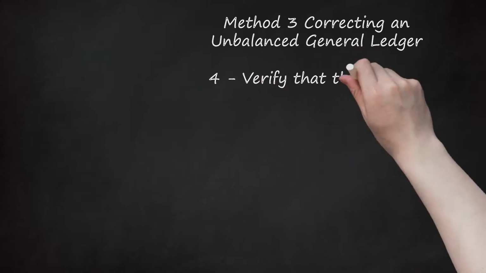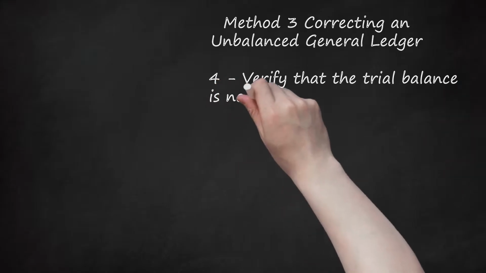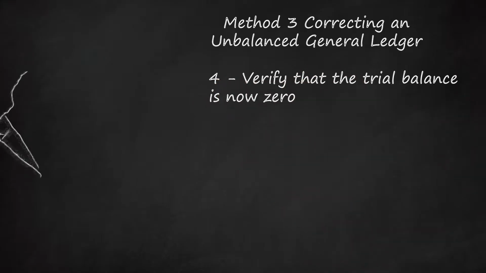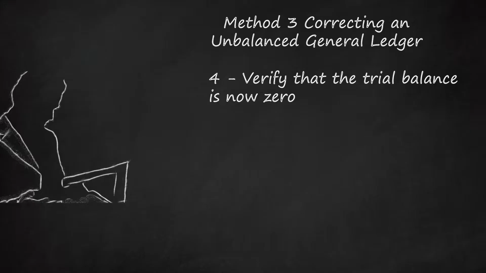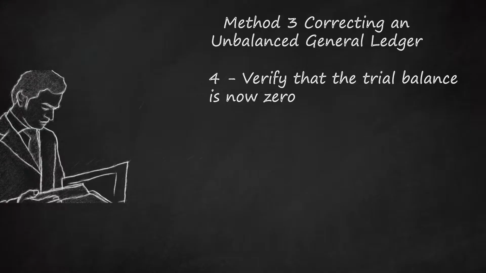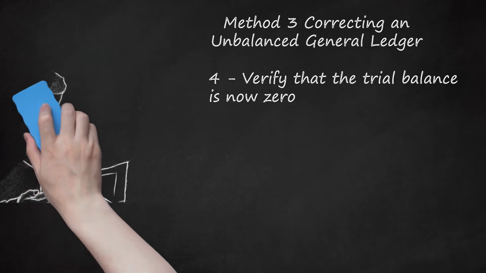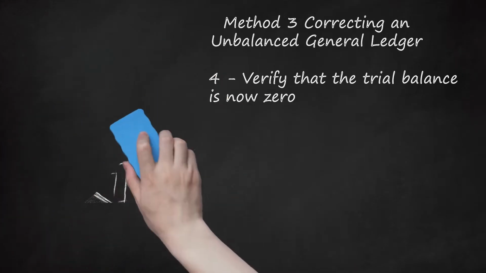4. Verify that the trial balance is now 0. After locating all errors you can find and adjusting them to their correct places and values, run another trial balance calculation to make sure that you've fixed the problem. If you haven't, go back and repeat the process, checking back over your work from the first time.